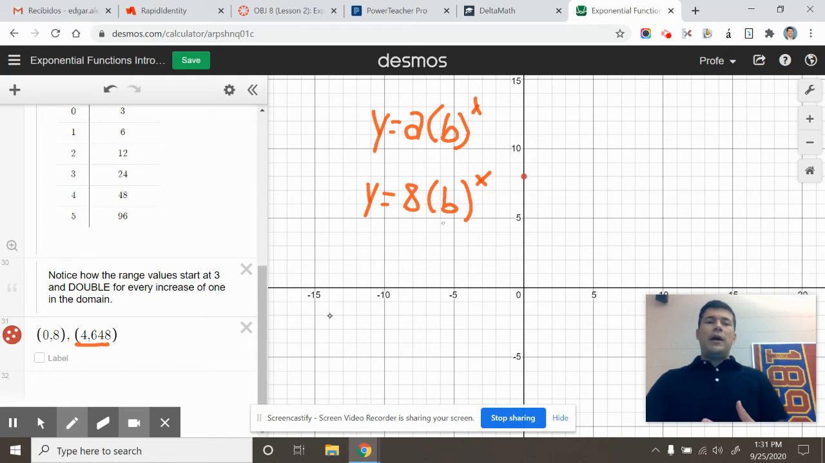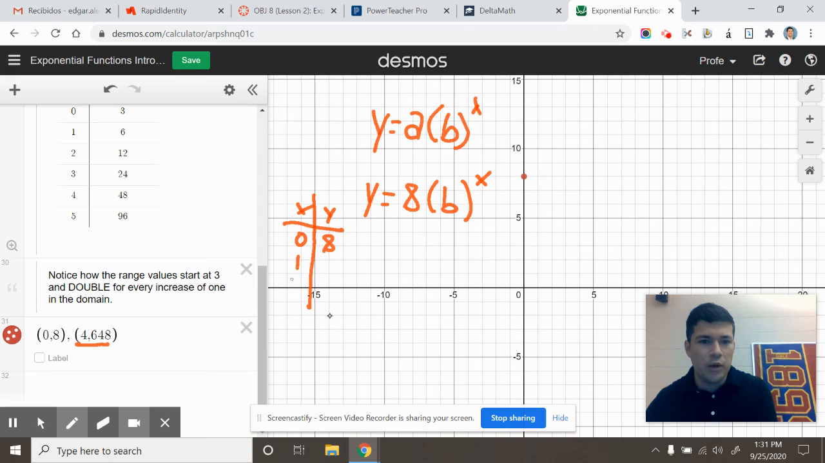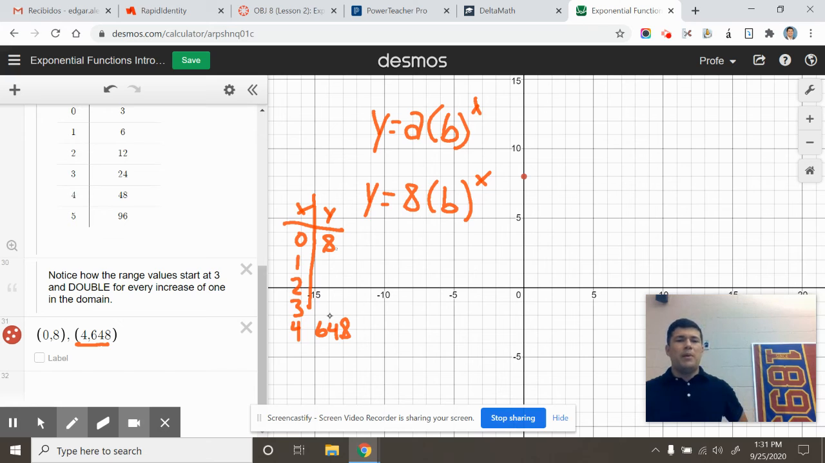So if you want to actually figure out what the b value is without just guessing and checking, because if we guessed and checked, we'd have to make a table of x and y. We'd have a lonely little (0, 8). We don't know what the output is at 1. We don't know the output at 2. We don't know the output at 3. We know the output at 4 is suddenly 648. So you'd want to think, well, what's happening in between? What am I multiplying by to grow so large?